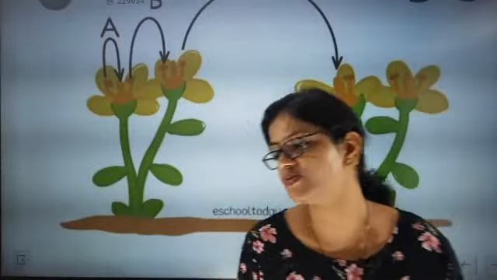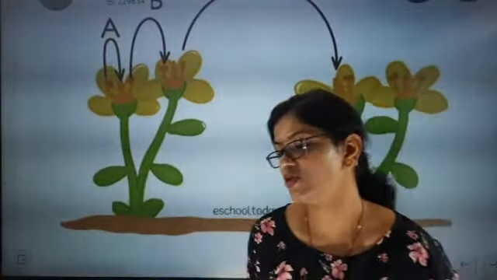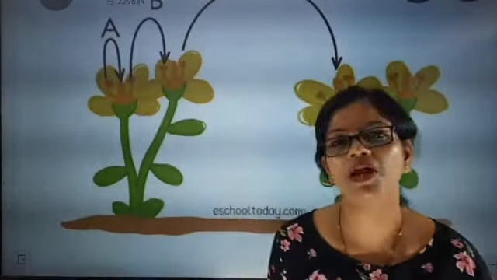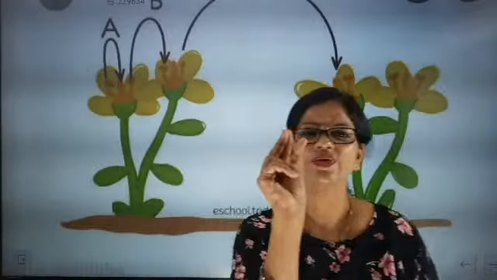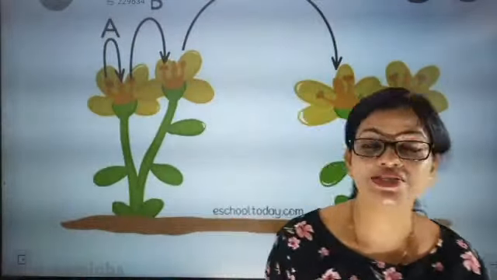Can you tell me the difference? Papaya has flowers, yes beta. If you look carefully, papaya and watermelon have flowers, but they are called unisexual flowers. First a white flower comes on the papaya plant, and after that the papaya fruit comes. So papaya and watermelon are both unisexual flowers.